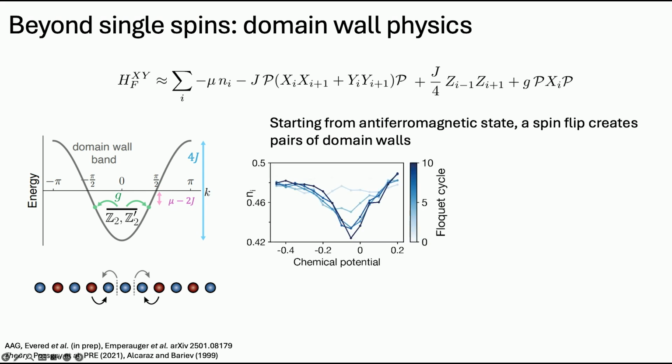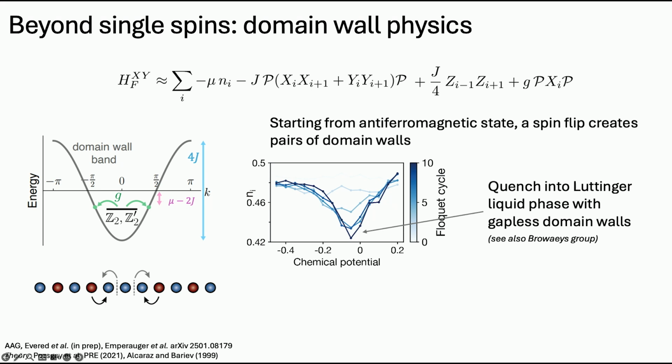So one experiment you can do is prepare this initial Z2 state and then weakly couple that to the domain wall band by allowing for this small g spin flip term, and then scanning the chemical potential of this Z2 state relative to this domain wall band, you can see where you resonantly couple. So here that's around this minus 0.05 chemical potential value, and you see that you resonantly create domain walls as shown by this dip in the Rydberg density. And this also has an interesting interpretation in terms of a dynamical probe of the underlying ground state phase diagram.